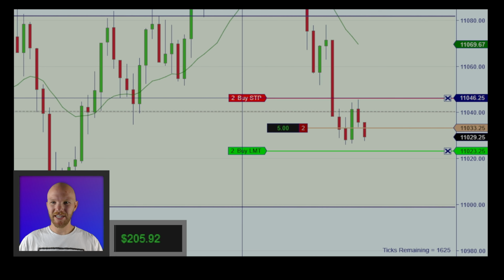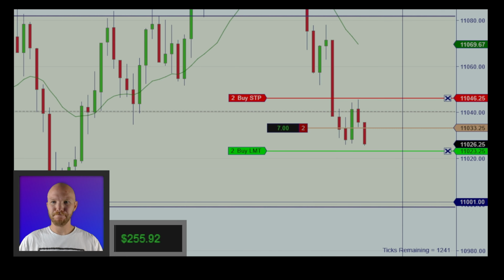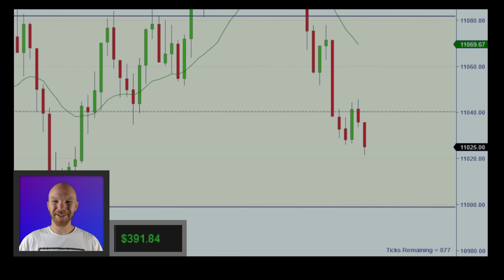Trying to get 10 points here. And there we go. Got our first trade of the day, one and zero, for $391. Let's go look for another one.